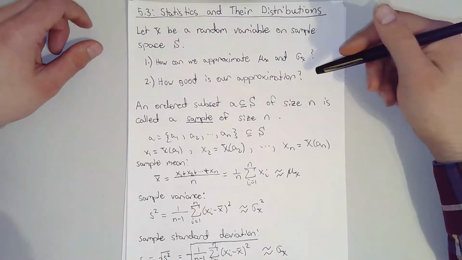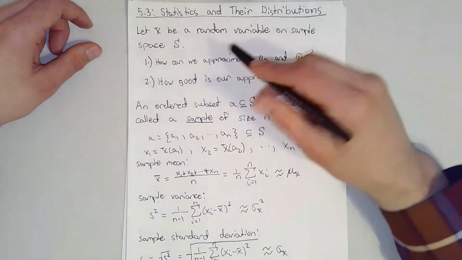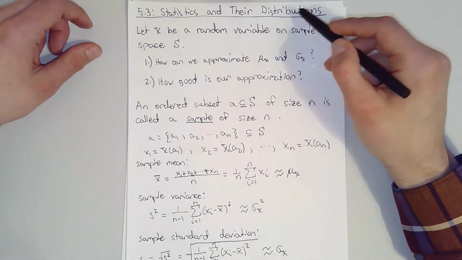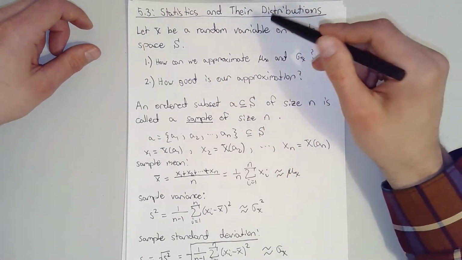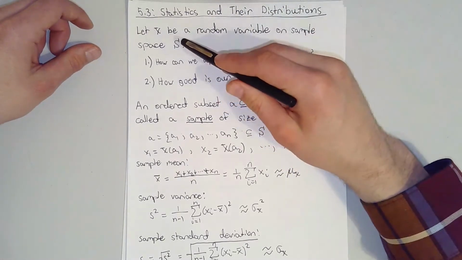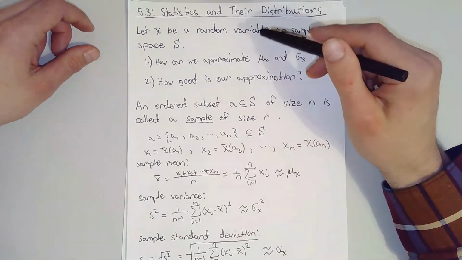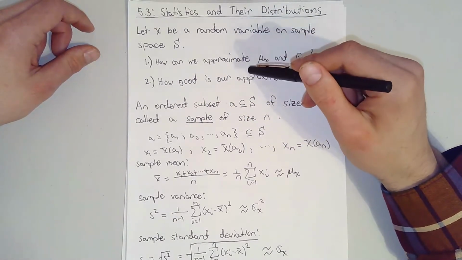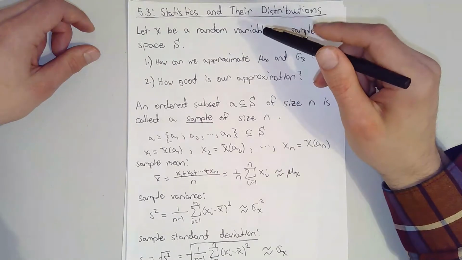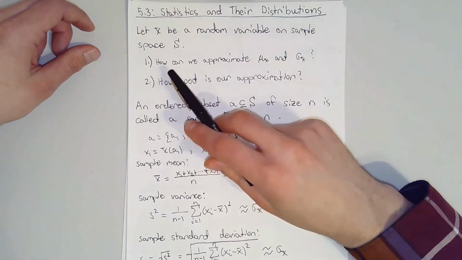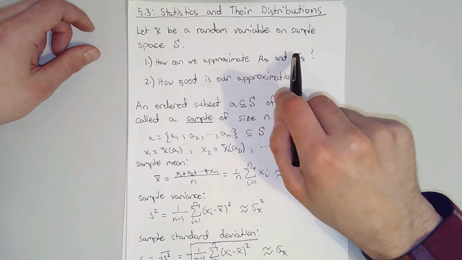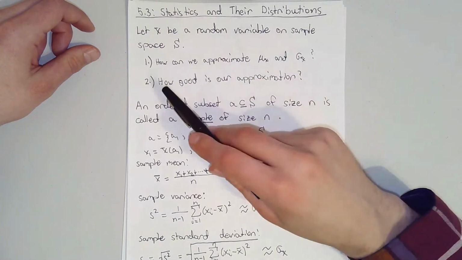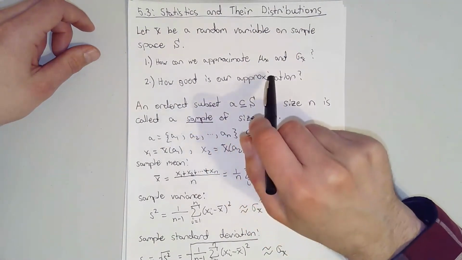Hi there. In this video, we'll be discussing section 5.3, statistics and their distributions. To begin with, let capital X be a random variable on some sample space S. We're interested in the following two questions, which are going to motivate this section. The first one is, how can we approximate parameters such as the mean and standard deviation of X? And two is, how good is our approximation?